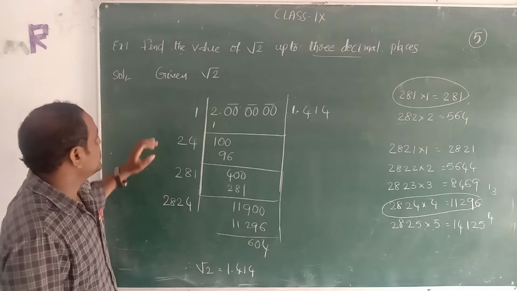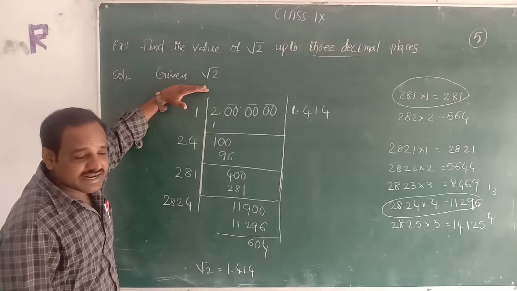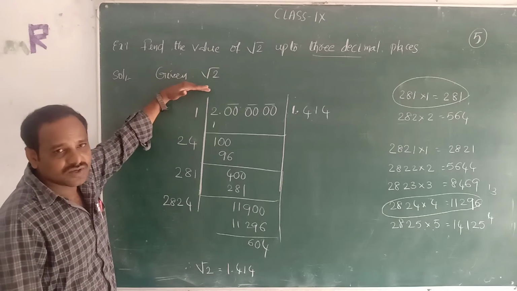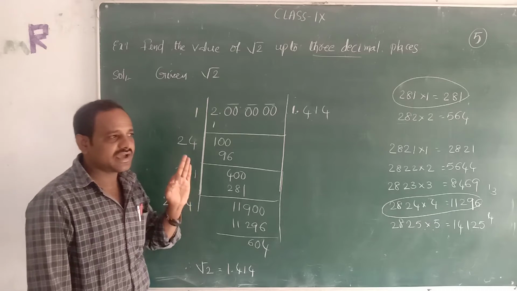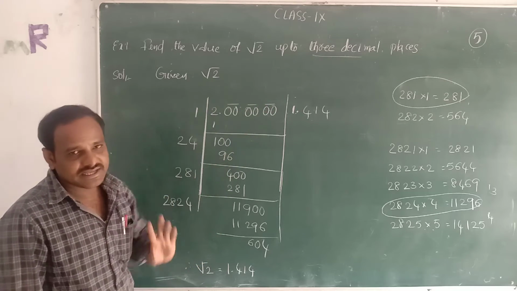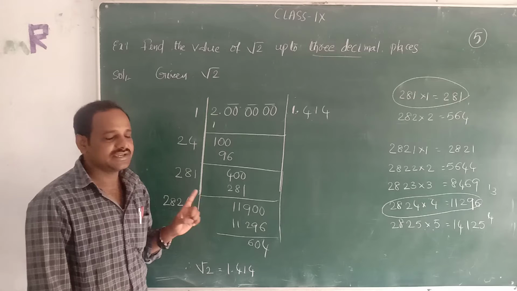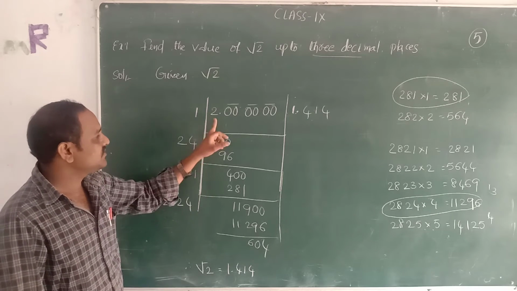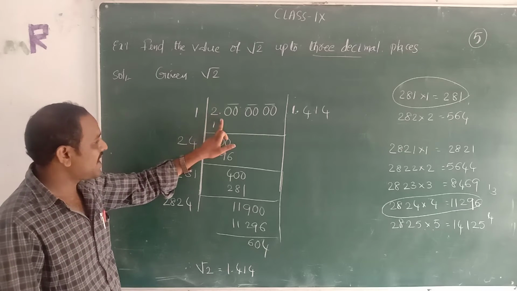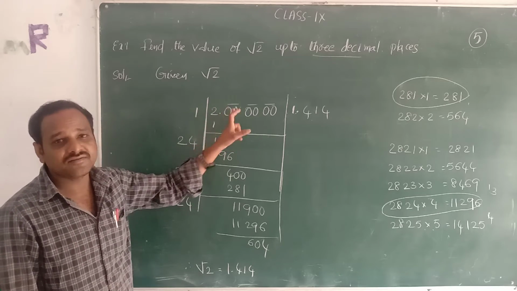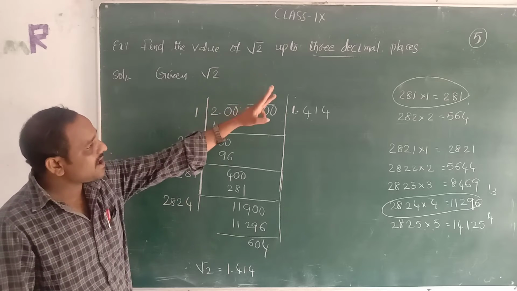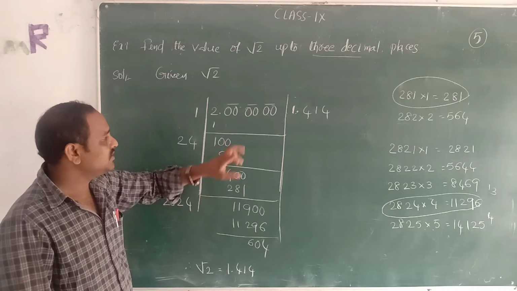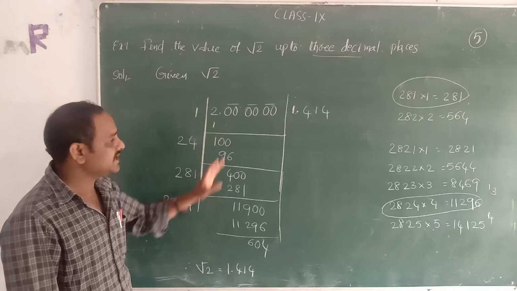Okay. So here first we wrote the given irrational number. What is the given irrational number? Root 2. So we need to find out the value of root 2 up to 3 decimal places. To find it, first we need to take 2 point, and we have to take zeros pair-wise. Here he asked us to find up to 3 decimal places, so that is why we took 3 pairs of zeros after the point.